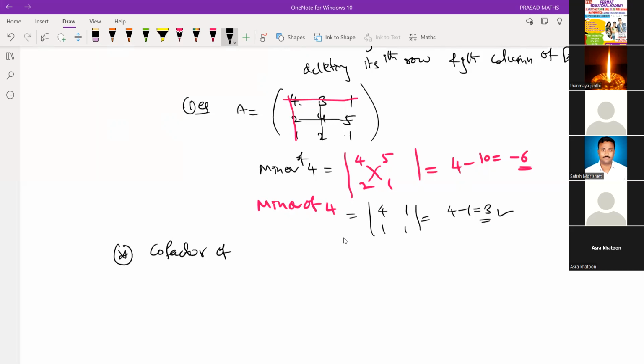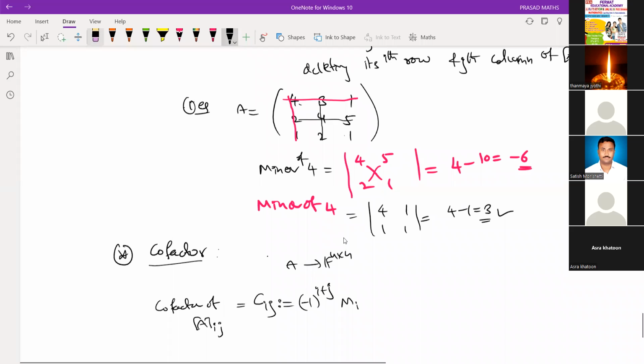So cofactor of an element. Simply, you start with an n by n matrix, that means a square matrix. Cofactor is simply denoted by Cij. The cofactor of the ijth entry is defined by (-1) to the power i plus j, into its minor, where Mij is the minor.